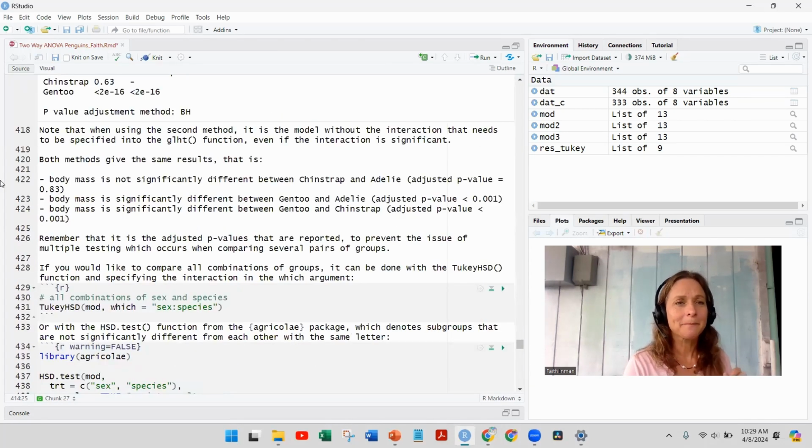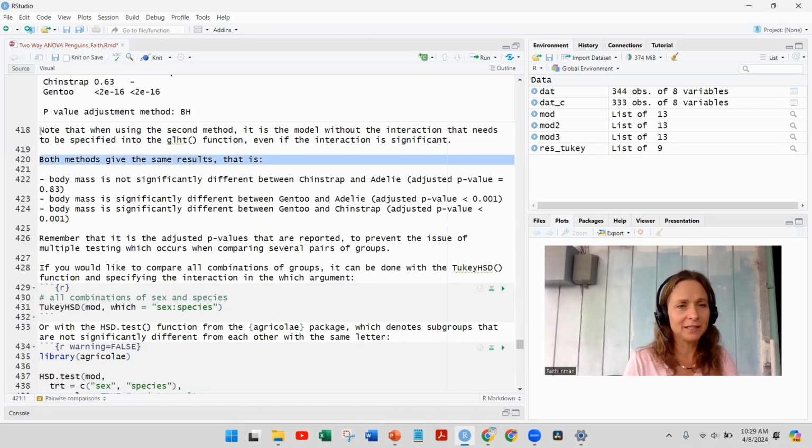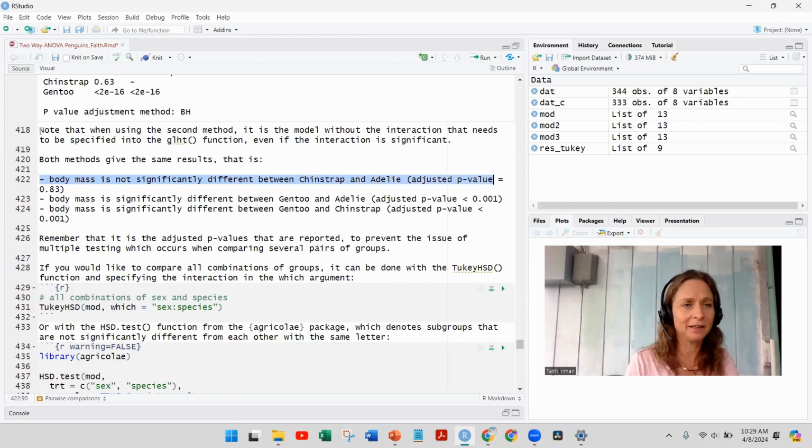Okay, so just note that with the second method, you use the model without the interaction. Even if the interaction is significant, that's what you have to put into that function. But all of these methods give the same result. So body mass is not different between Chinstrap and Adelie. The p-value is 0.83. And body mass is different between Gentoo and Adelie. The p-value is less than 0.001. And body mass is significantly different between Gentoo and Chinstrap. Again, the p-value is 0.001.